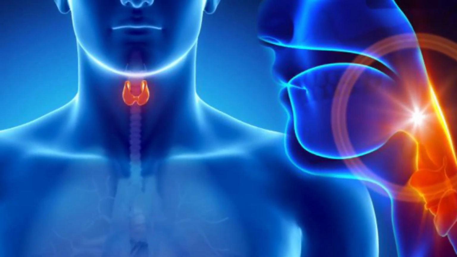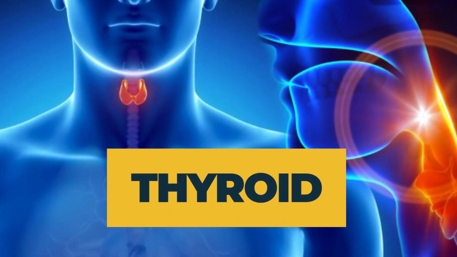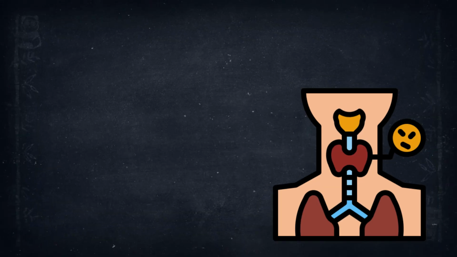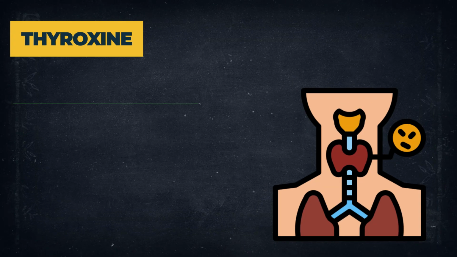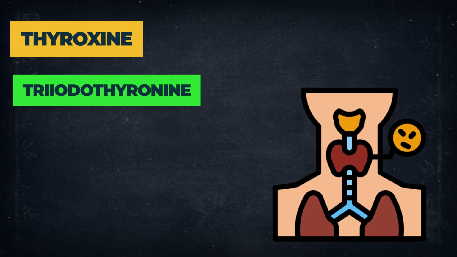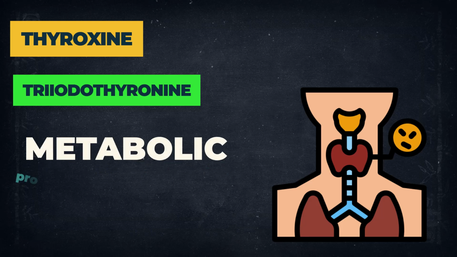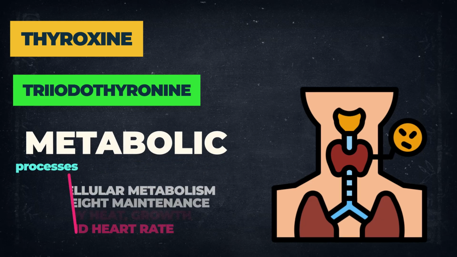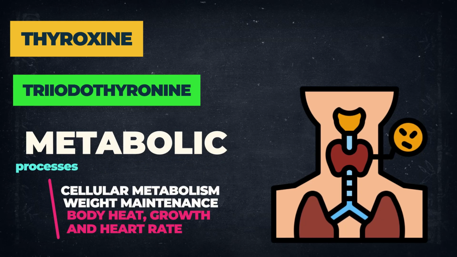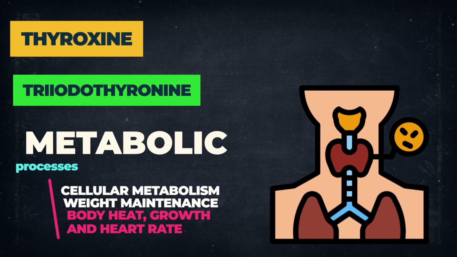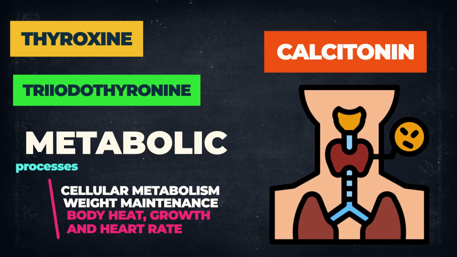Today we'll discuss the glands in the endocrine system. We'll start with one of the most well-known glands, the thyroid, which is located in the throat and is responsible for producing thyroxine and triiodothyronine. These hormones are involved in metabolic processes like cellular metabolism, weight maintenance, body heat, growth, and heart rate. The thyroid also produces calcitonin, which helps lower calcium levels in the blood.